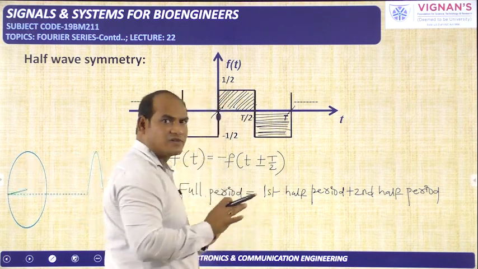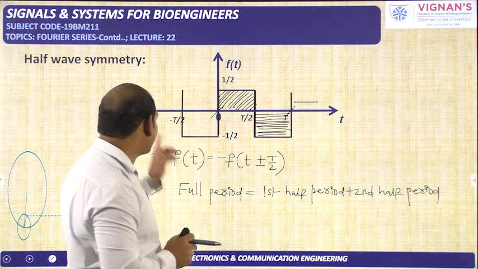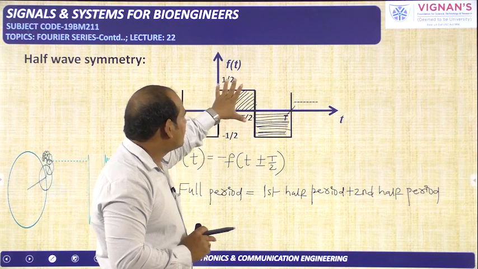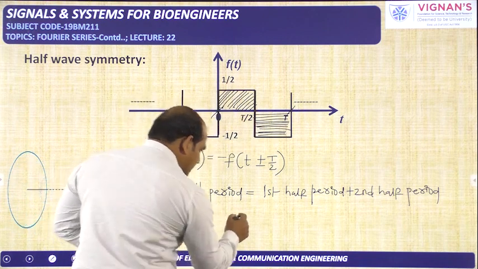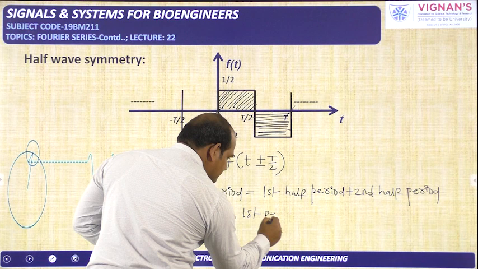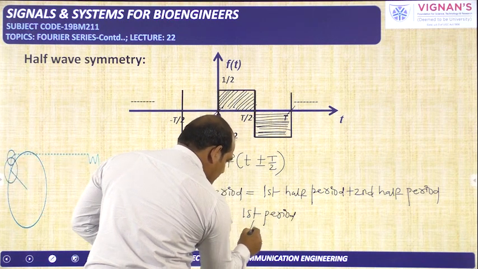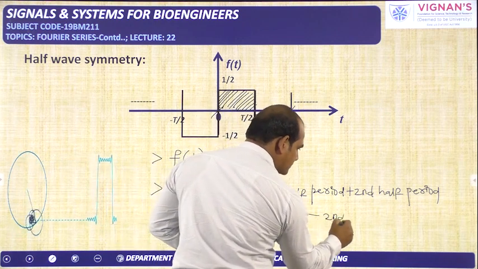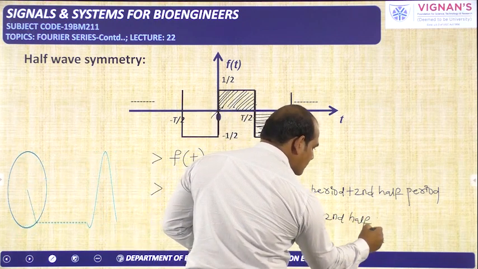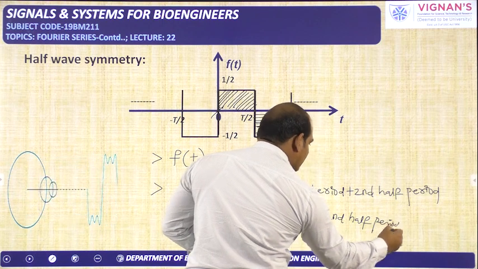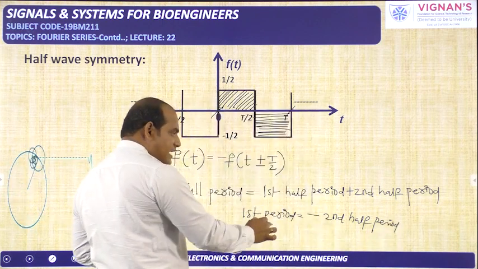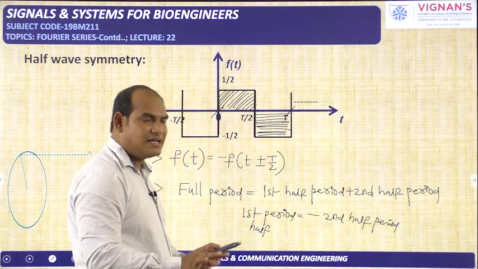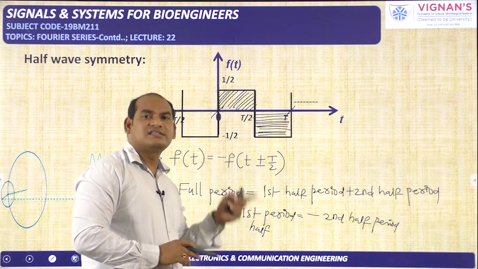Like this you need to observe. Whenever a signal is there and you are looking for half wave symmetry, you observe the signal like this: one full time period, first half period, second half period. If the first half period is equal to minus of the second half period, that means amplitude of the first half period is equal to minus of amplitude of the second half period. If it is available like that, then directly we can tell the signal has half wave symmetry.